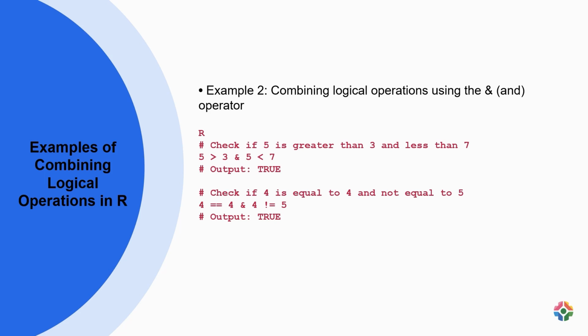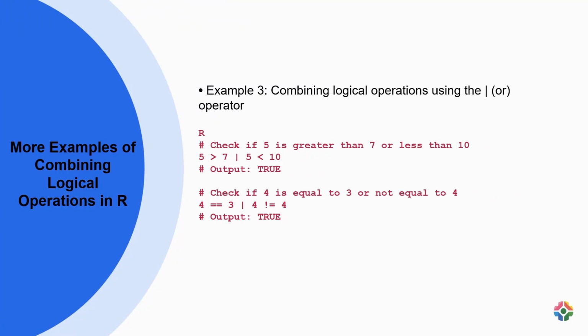For example, to check if a number is greater than one value and less than another, you can use the greater than and then less than symbols in conjunction with AND. Consider the expression 5 > 3 & 5 < 7, which evaluates to true because 5 is indeed greater than 3 and less than 7. Similarly, the AND operator can be used to check if a value satisfies multiple conditions simultaneously. In the statement 4 == 4 & 4 != 5, the equals operator determines if 4 is equal to 4, which is true, and the not equals operator checks if 4 is not equal to 5, which is also true. Therefore, the overall outcome is true because both conditions are satisfied concurrently.